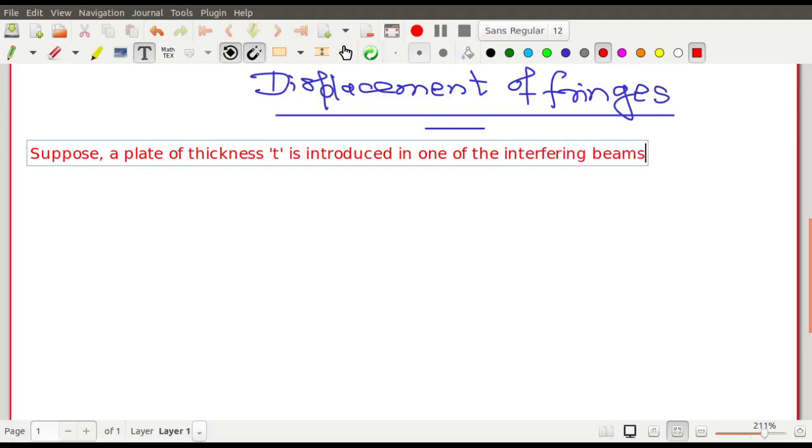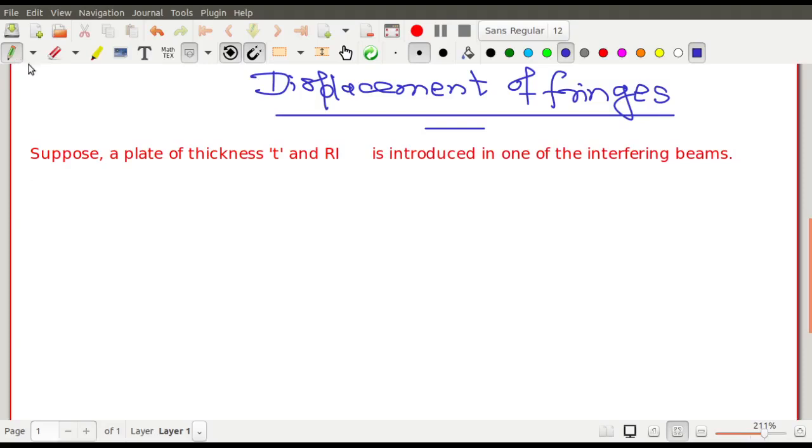একটা বিমের মধ্যে আমরা এরকম নিয়ে আসলাম, রাইট? So suppose a plate of thickness T is introduced in one of the interfering beams. একটা interfering beam-এর মধ্যে আমরা কি করলাম? A plate of thickness T and refractive index mu is introduced in one of the interfering beams, right?